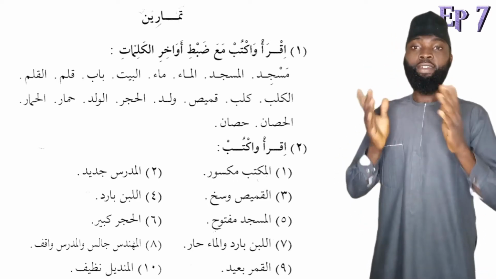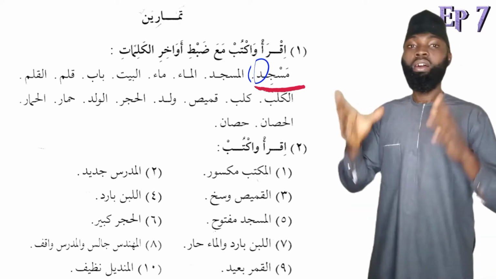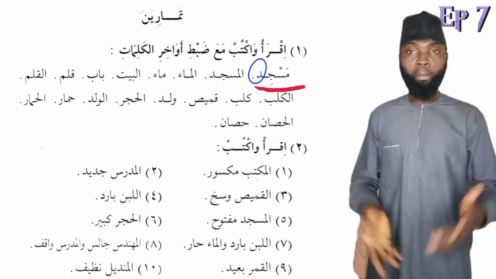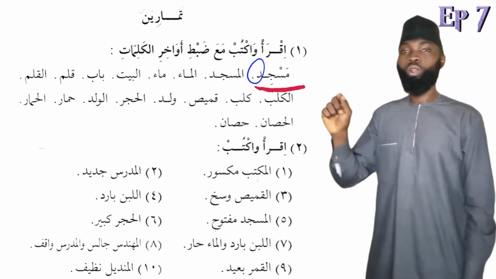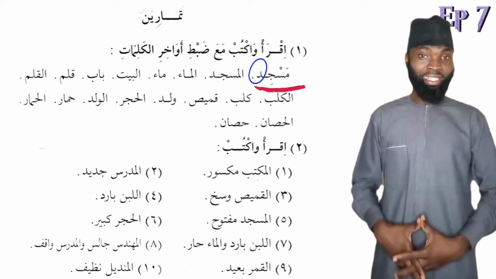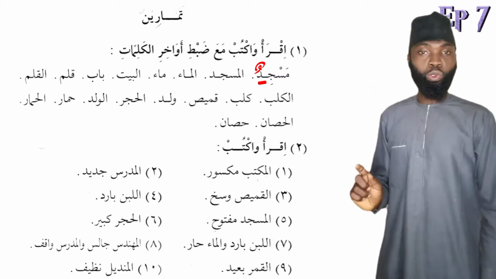That's the last letter. For example, we have masjid. So the dal there, which marks the end of the word, which vowel should be there? Is it fatha, kisra, or dhamma? So let's begin. The first word here, we'll do the first, which is to read. As for the writing, I hope you have done that. So let's read. Masjidun.